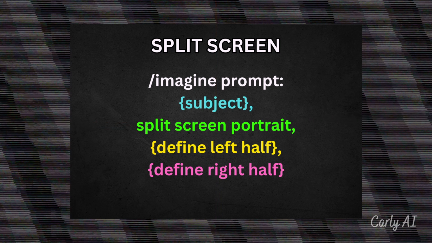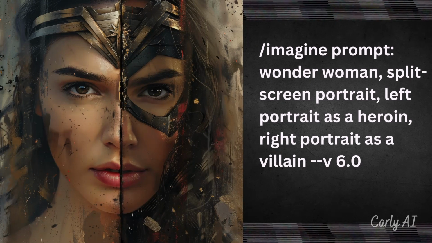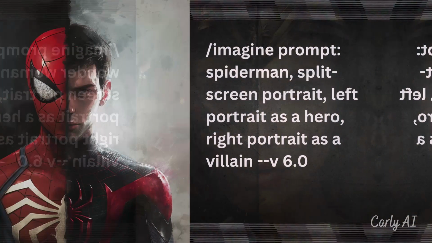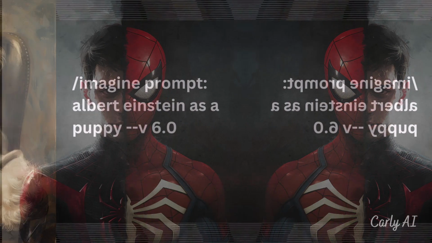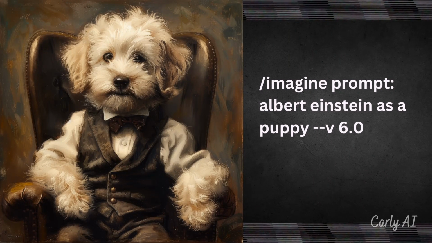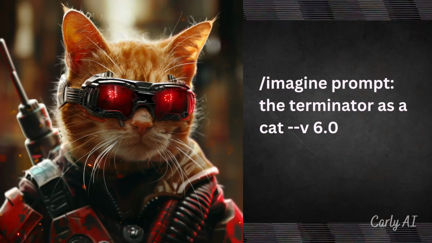Using split screen in Midjourney, we have a fun way to portray alter egos. Here are the alter egos of Wonder Woman and Spider-Man, hero and villain. I really like this one. Now, let's look at people as if they were animals. First, Albert Einstein as a puppy. It's all in the pose with Einstein's pictures. Next, Cleopatra as a puppy. I love the outfit. The Terminator as a cat is pretty scary. Nice kitty!